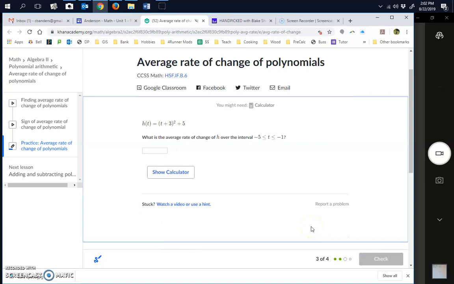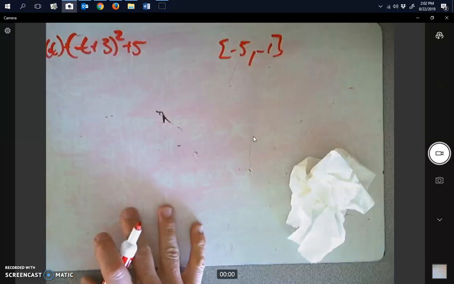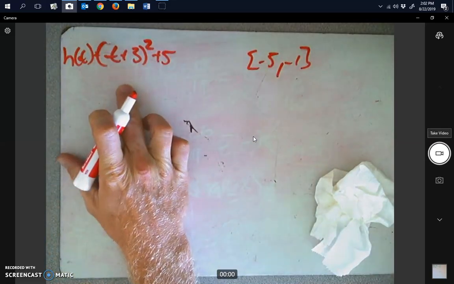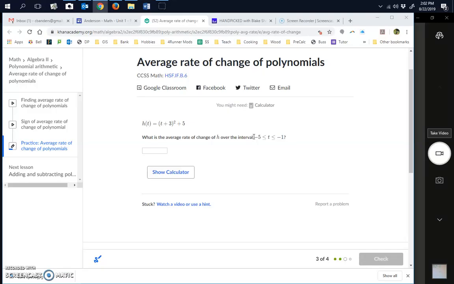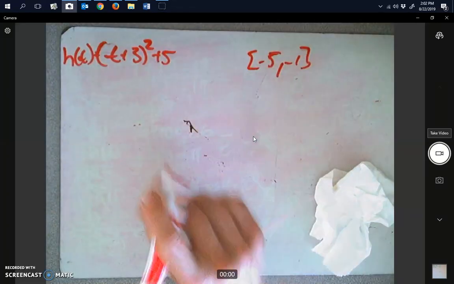Okay, what is the average rate of change of h over the interval -5 to -1? All right, so this is just a different way of writing the first question. We still have an equation up top here, and then we have an interval from -5 to -1. So they could have written this in brackets, which I will do on the board right now. And we have t plus 3 squared plus 5. All right, so h of t is equal to (t plus 3) squared plus 5. So -5, right? Yeah, -5.